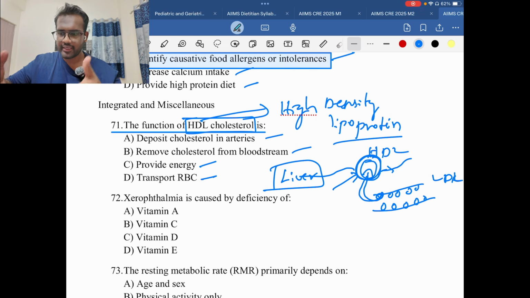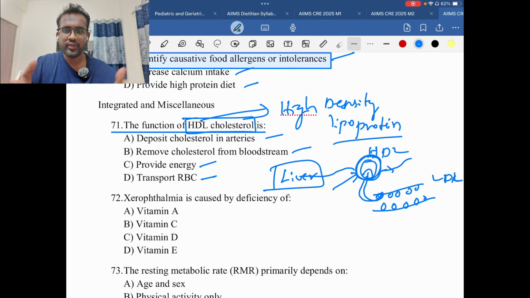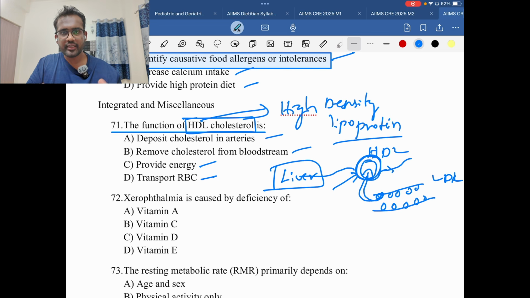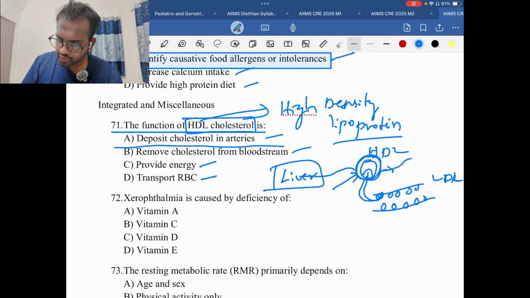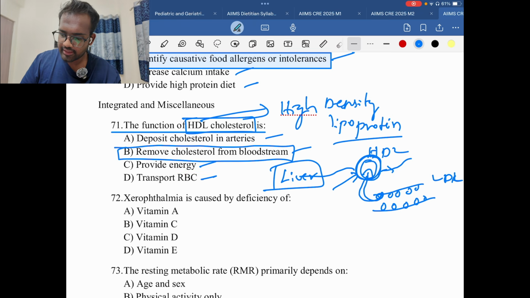It goes to the arteries or the part of the body where there is a lot of cholesterol. It carries that cholesterol in the bus and takes the bus through the liver. And in the liver, the fat synthesis happens. Okay, that's how HDL decreases the LDL levels in the body. I hope you understand this. So here the answer will be remove cholesterol from the bloodstream.